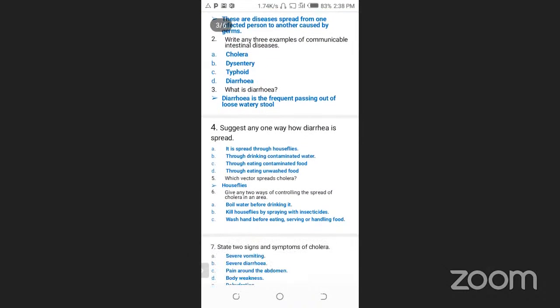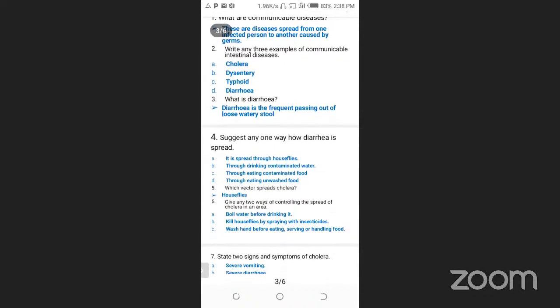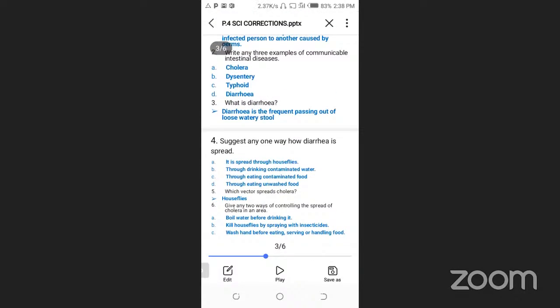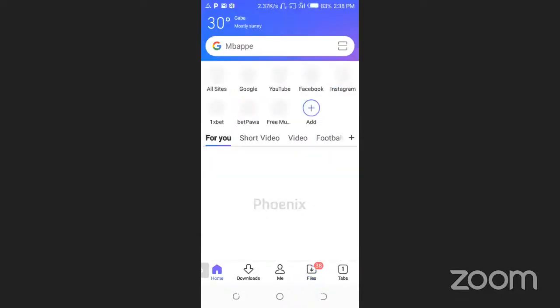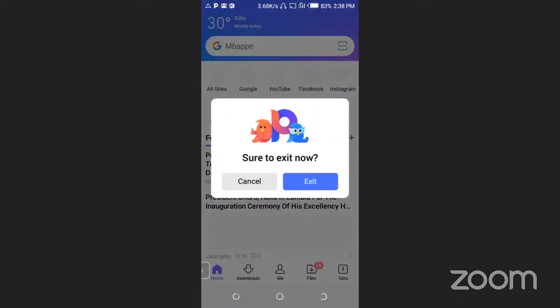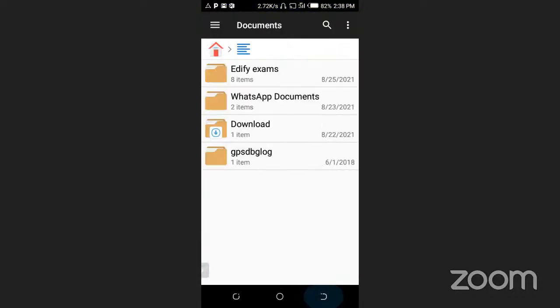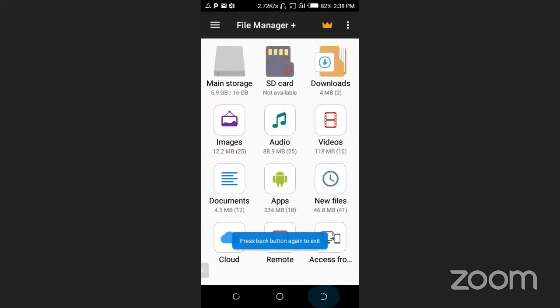Let's go to number 7 and we see, okay. This is number 7. They are asking that you give 2 signs and symptoms of cholera. What are the signs and symptoms of cholera? Signs and symptoms that you're going to see.